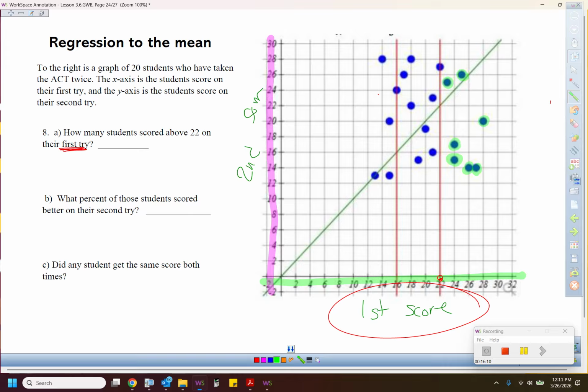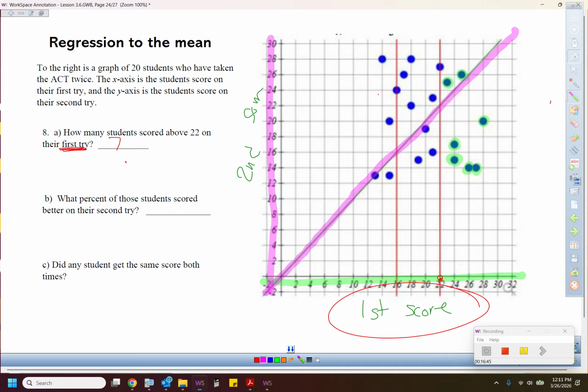7. Give me a second, Ethan. I want to finish this, and then I'll answer your question. So 7. What percent of those students scored better on their second try? Here's what this line is all about. If you are above this line, in pink that I'm putting right here, you did better the second time. If you are below the line, you did worse the second time. How many of those 7 dots are above that pink line?